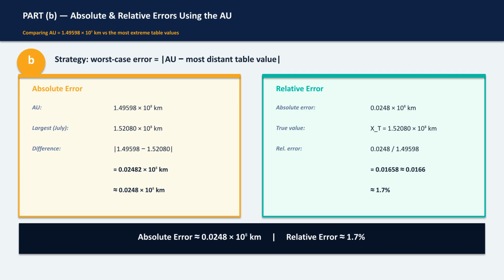Now for the relative error, we divide the absolute error by the true value. That's 0.0248 divided by 1.49598, which equals approximately 0.0166, or about 1.7%. This matches exactly what the textbook gives us, 1.7%. So the AU is accurate to within about 1.7% of the actual Earth-Sun distance at its worst.